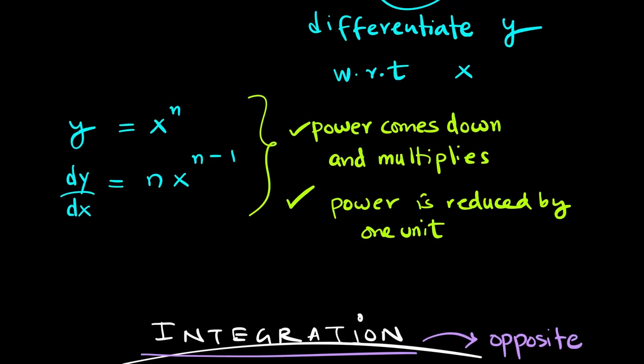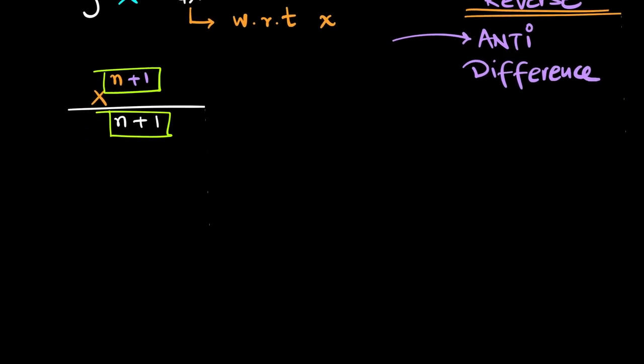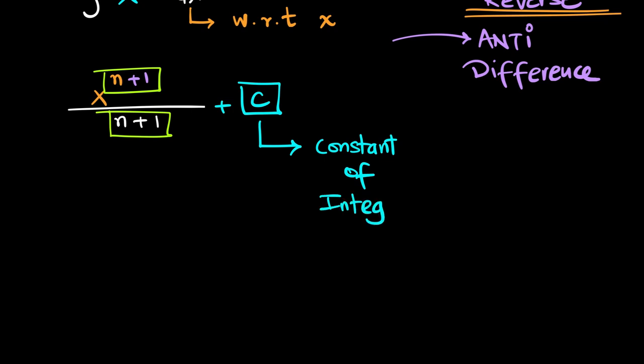Let's scroll up and have a look. What did we do in differentiation? First, the power comes down and multiplies. Then, the power is reduced by 1 unit. Whereas in integration, what is happening? We are first increasing the power by 1, then dividing by the new power. Don't forget to write a plus C. What is C? C is known as the constant of integration. Whenever we integrate, we will always write a plus C, where C is the constant of integration.